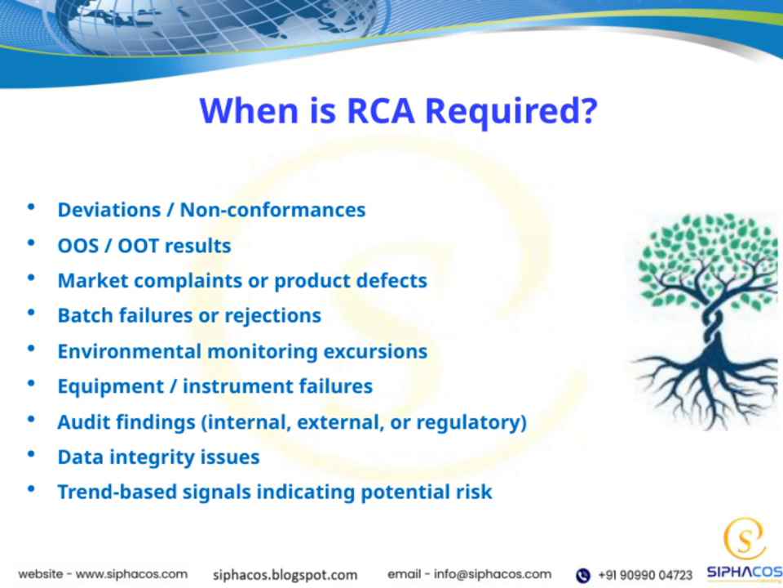Data integrity issues, such as discrepancies or inconsistencies in our records, are critical and must be thoroughly explored to uphold compliance. Lastly, trend-based signals that indicate potential risks, even if they haven't yet resulted in a deviation, should prompt us to perform an RCA proactively. Overall, these situations are key moments where RCA helps us not just fix problems, but understand and address their root causes, ultimately supporting continuous improvement and compliance.